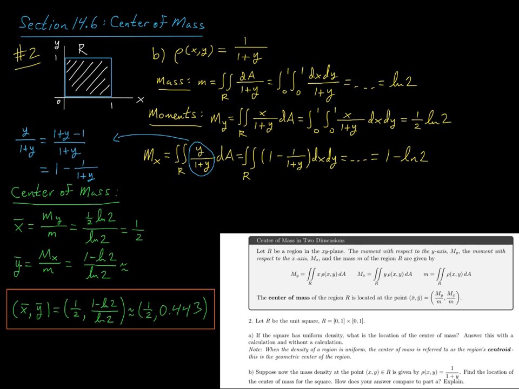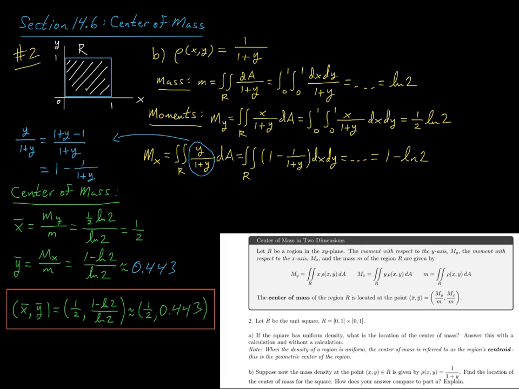For the y coordinate y bar, we take the x moment, divide it by the mass, so we get 1 minus log 2 divided by log 2, and this comes out to be roughly 0.443, just using a calculator. So altogether, we conclude here that the center of mass, x bar, y bar, is located at 1 half, comma, 1 minus log 2 all over log 2, which is about 1 half, comma, 0.443.